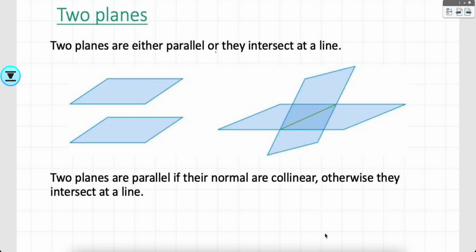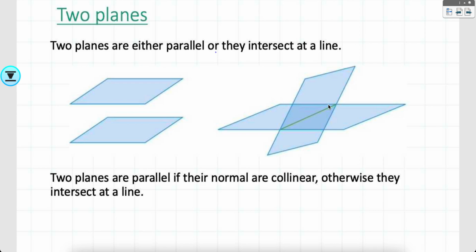Well, there are only two or technically three situations. One is that the planes are parallel, and in the case that they're parallel, sometimes you actually get the same plane, so they coincide. So we're still under this idea that they're parallel, or they intersect at one line. So you can see this green line that goes through both planes. This is the line of intersection.